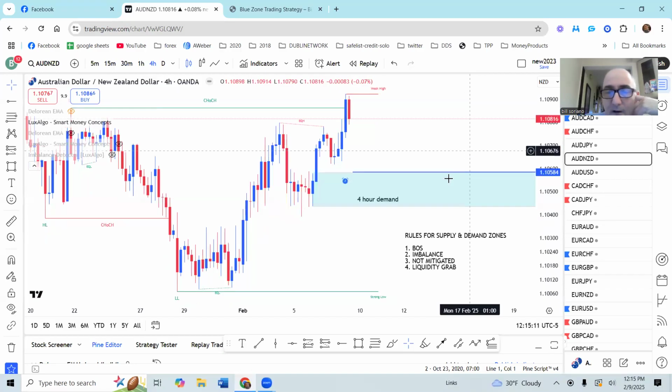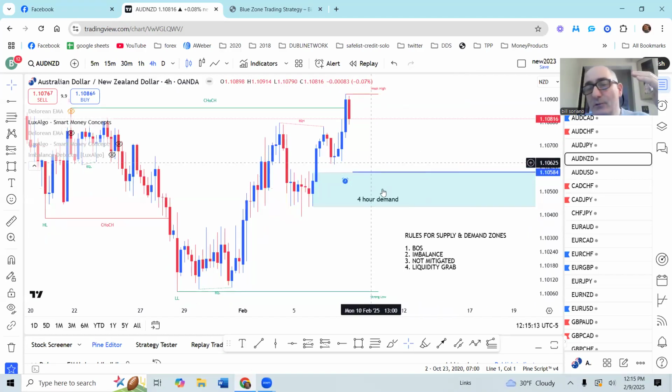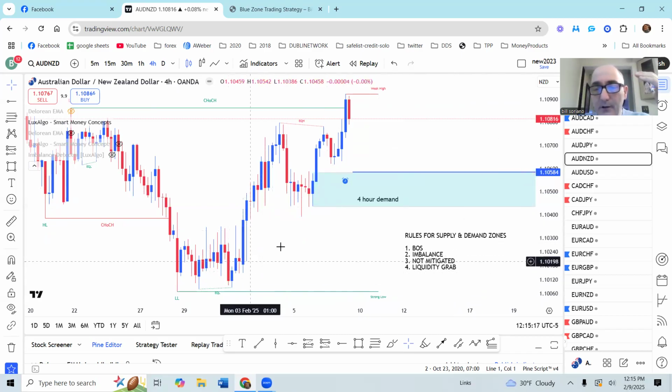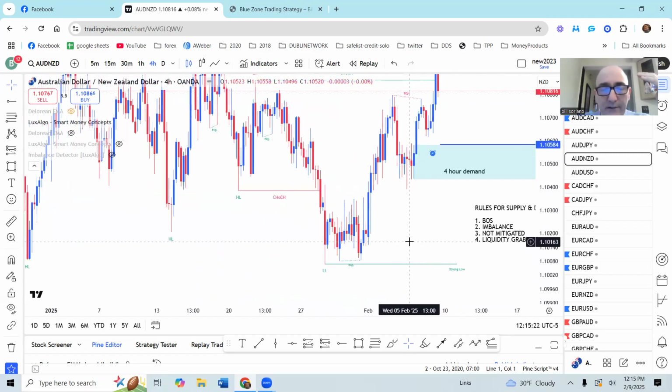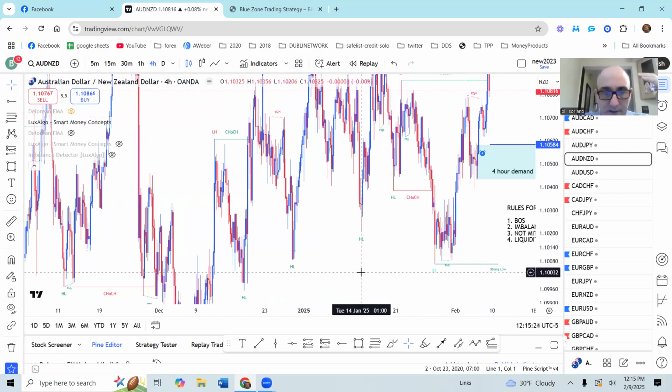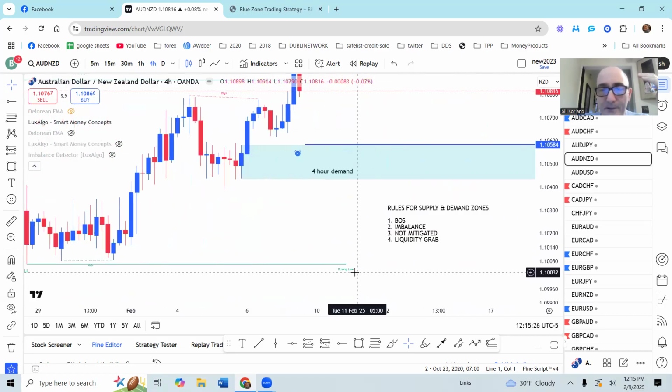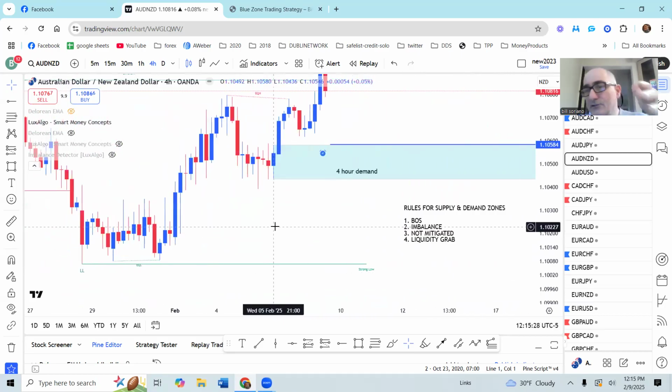Okay. Now, this is what's called a decisional area because there's another area right down below here, right? Okay. So it's a decisional area, not a demand, I mean, not an extreme. So you have decisional zones and you have extreme zones.